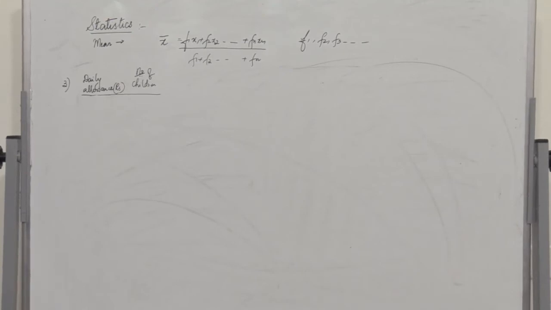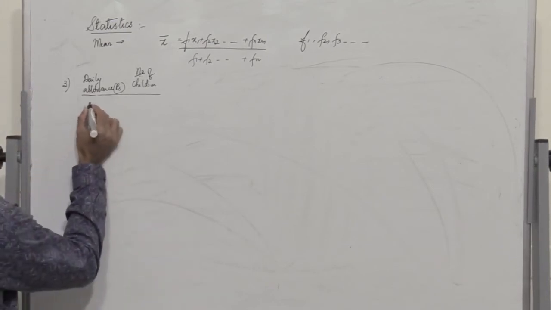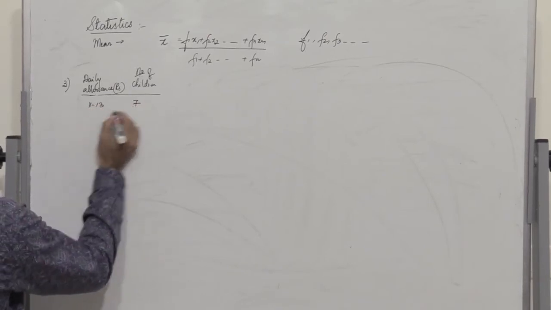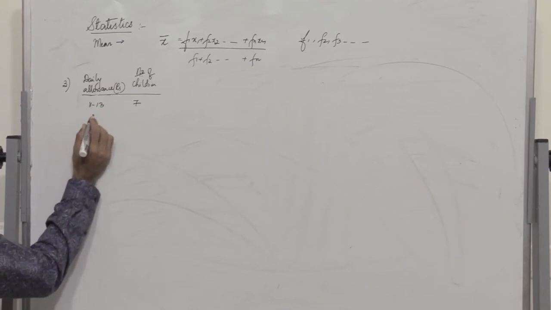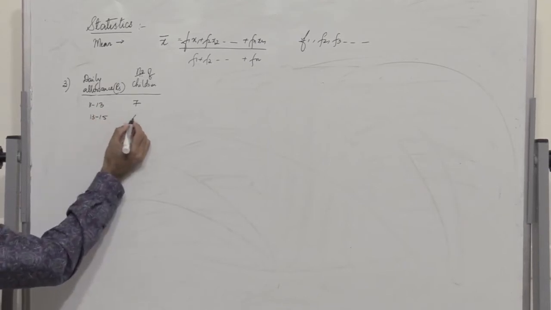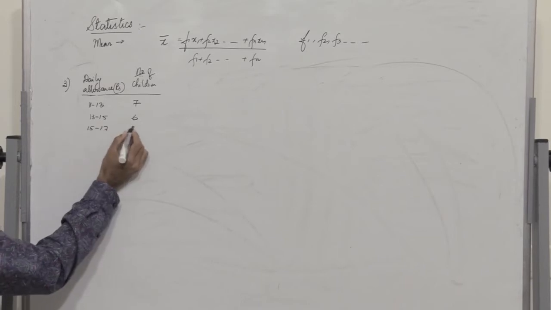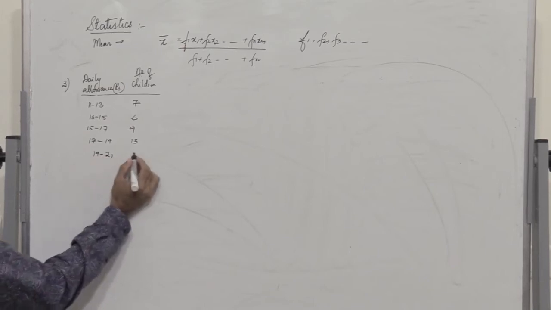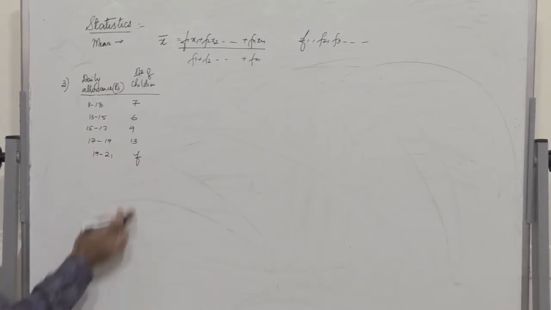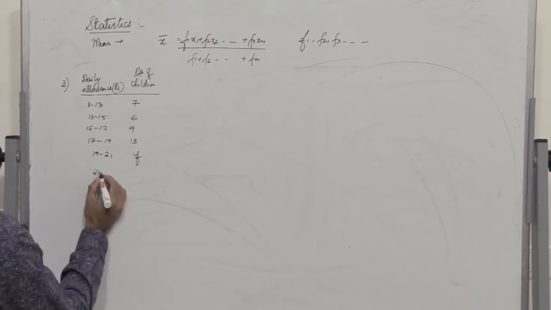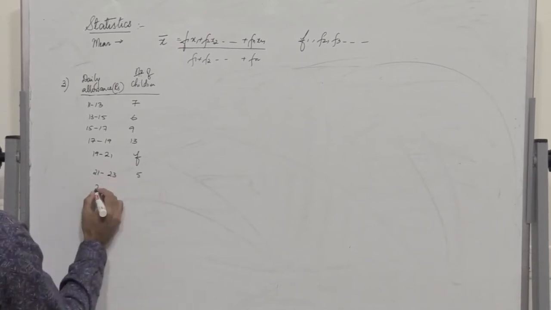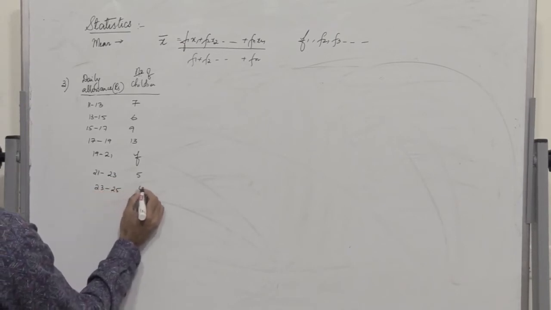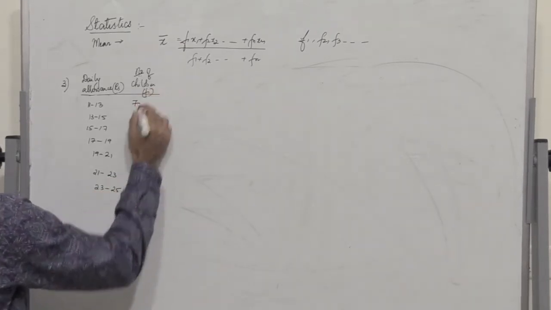So in the next problem, the daily pocket allowance of children is given in a locality. So the distribution is provided. For the daily allowance of rupees 11 to 13, we have 7 children. Next, 13 to 15, we have 6. Then 15 to 17 is 9. 17 to 19 is 13. 19 to 21 is f, which is not known, and we need to find the value of f. 21 to 23 is 5, and 23 to 25 is 4. So this is fi.